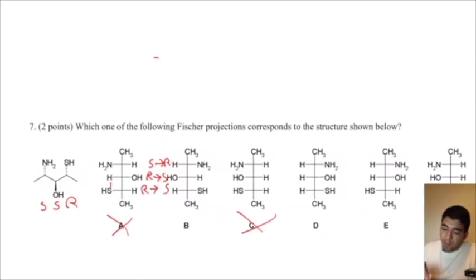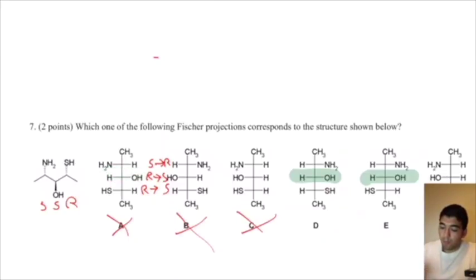We have this group over here, and the alcohol or the OH is on the right, and that gives us S. And that's what we want. In this case, we want an S, so we want either this or this. So every other one's wrong. We already crossed out those, but B also doesn't fit.